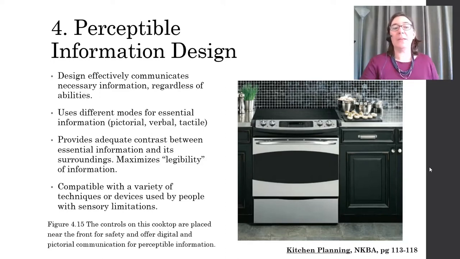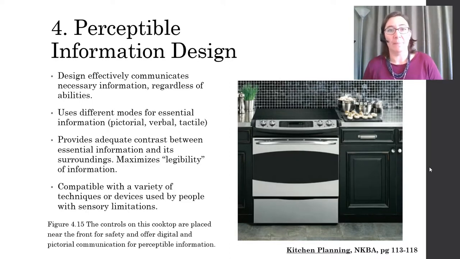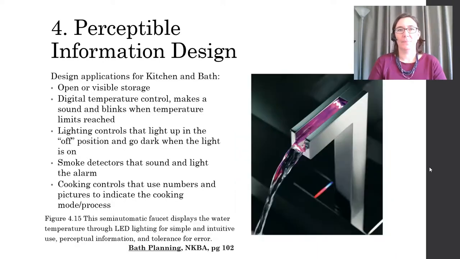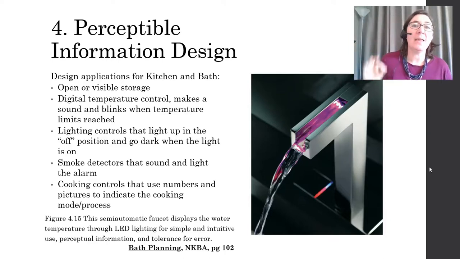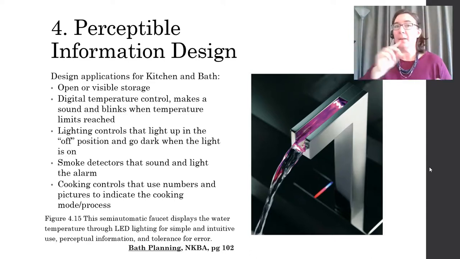And you also need to be compatible with different techniques and devices used by people with specific sensory limitations, people with low vision or low sense of touch. All right, there's some people who can't sense hot and cold, for example. So what are some examples of perceptible information design in kitchen and bath? The first one is open or visible storage, something where you can see what's on the shelf. All right, the information is right there. When you're looking for a particular object, you can scan and find it.